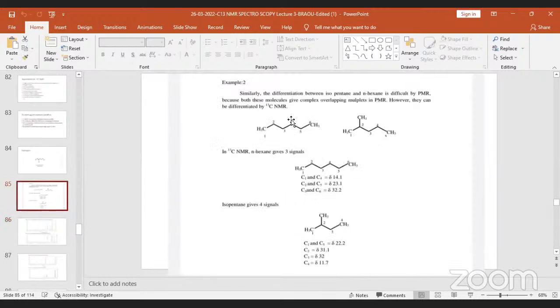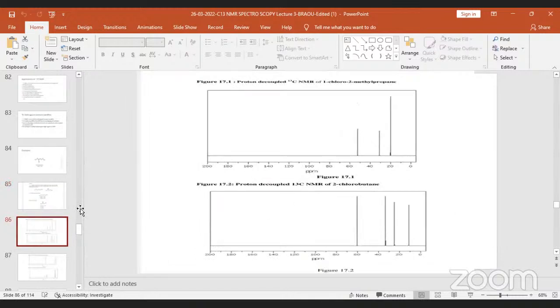Similarly, here also a question may come. C6H14. I'm framing a question, you just try to understand. It gives 1 quartet and 2 triplets, and its molecular formula is C6H14. What is the structure of that alkane? Try at home and leave it.